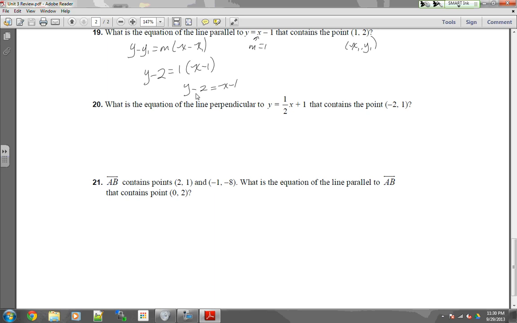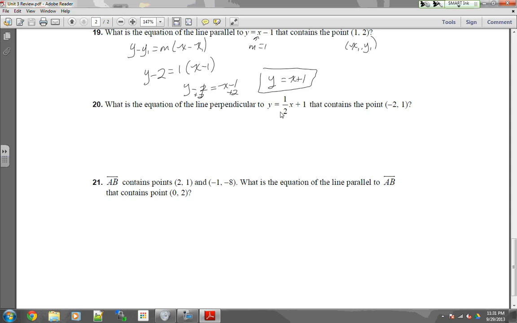Number 20. What is the equation of a line perpendicular to y equals 1 half x plus 1 and contains the point negative 2, 1? So again, we're going to use point slope formula. So y equals 1 half x plus 1. 1 half is our slope. Slope equals 1 half. This is our point over here, x1 comma y1.